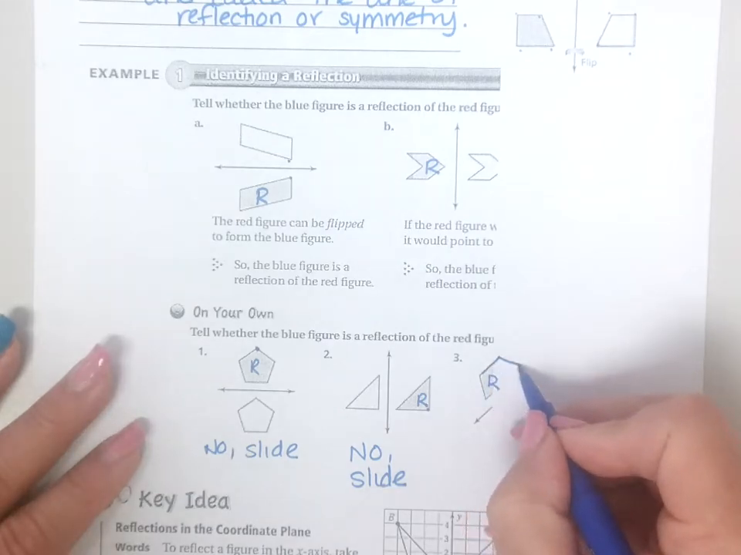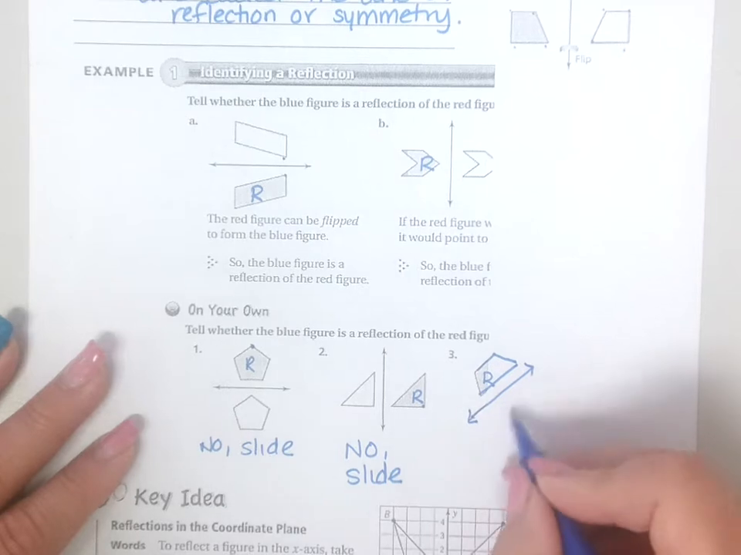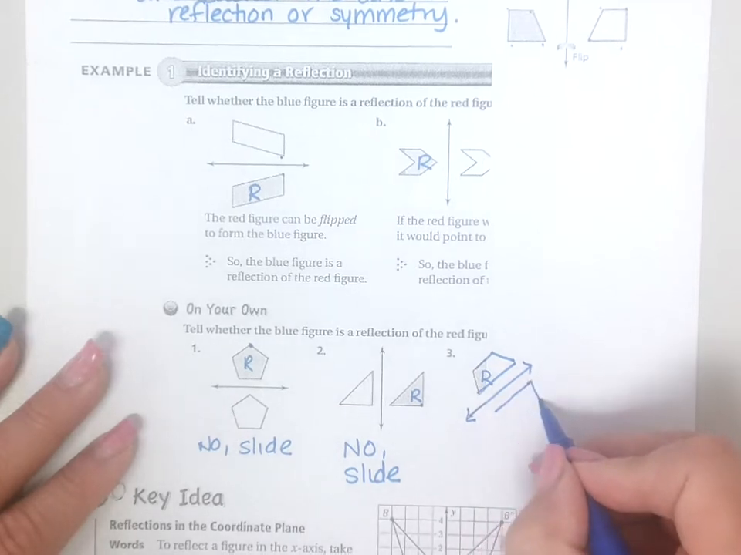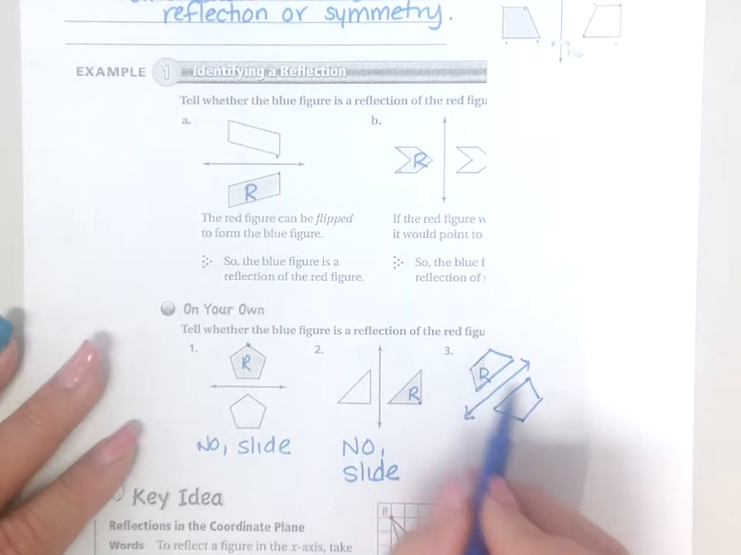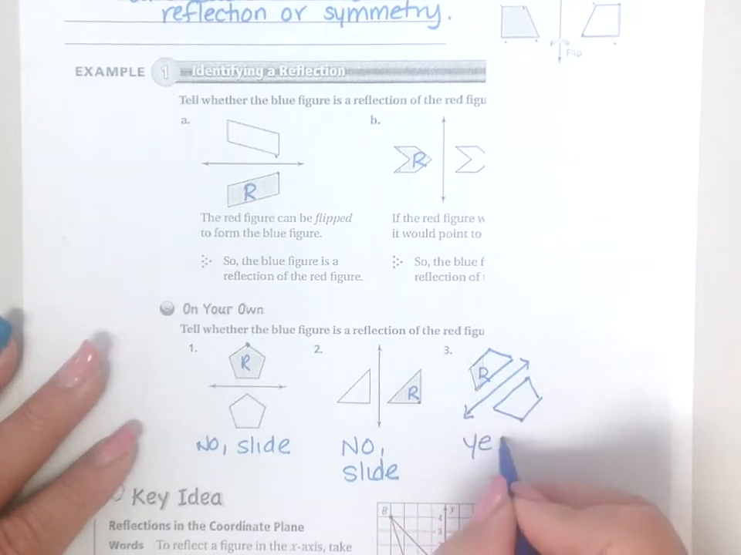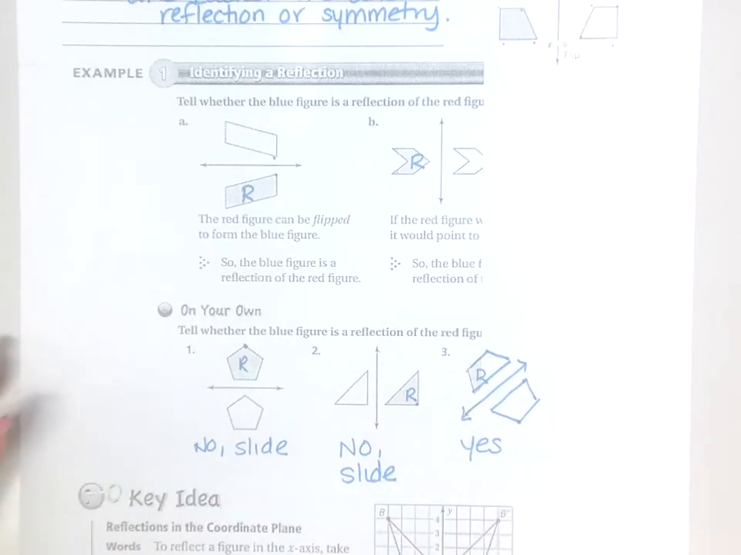These are trapezoids. So there's the red one. Here's the line. I don't know why it got cut off. And this is what it's supposed to look like. So this one is a yes. If it flipped over the line, this point would end up over here.